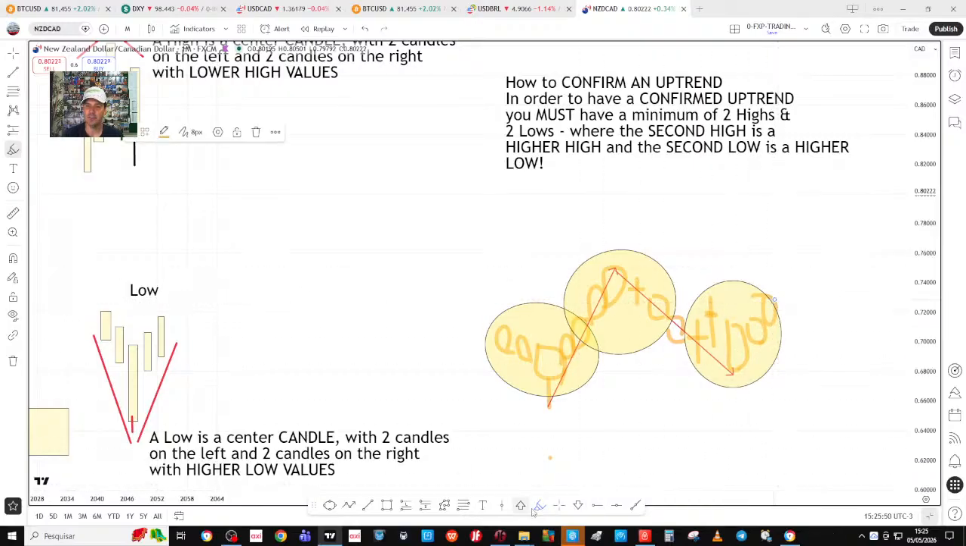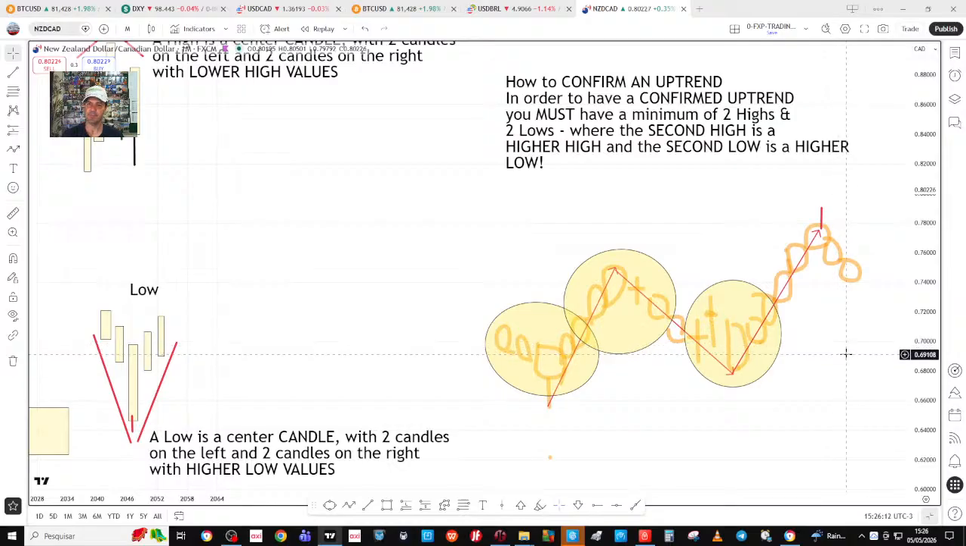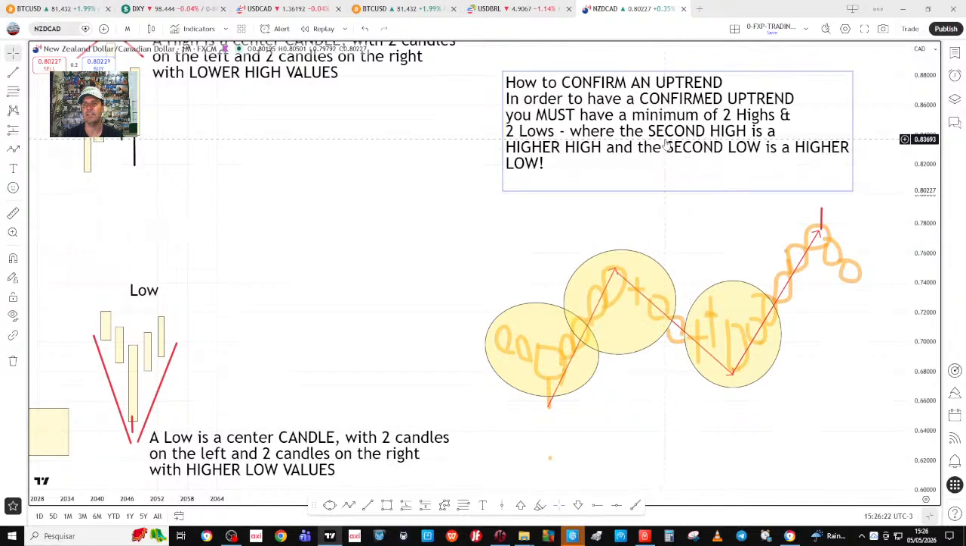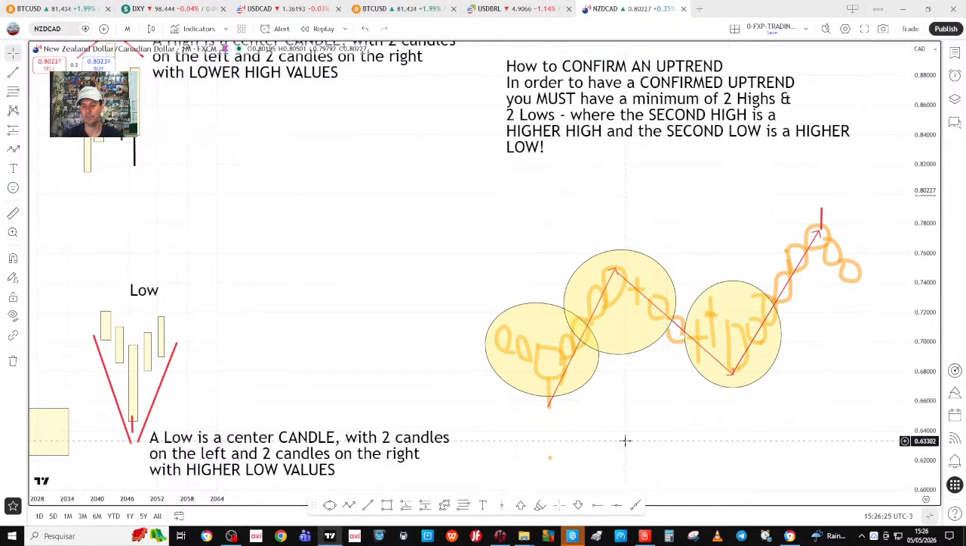It is going to make this candle and this candle, you know, and then it's going to make this candle and then this candle and this candle, and finally you have now another high, right? Example, and you are going to chart from low to high, high to low, low to high. Okay, everybody? In order to have a confirmed uptrend, you must have a minimum 2 highs and 2 lows where the second high is a higher high and the second low is a higher low.